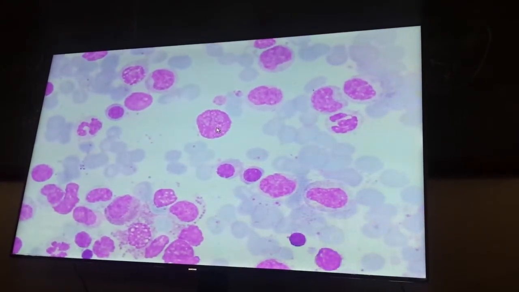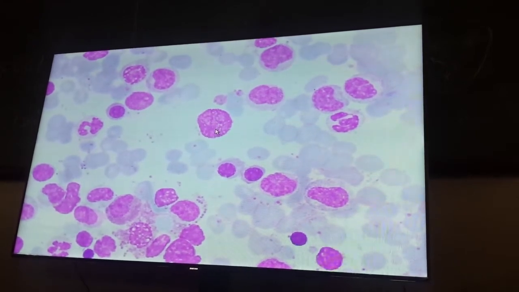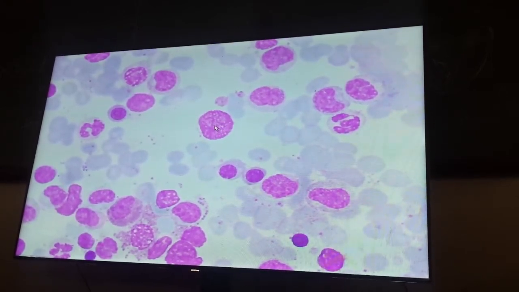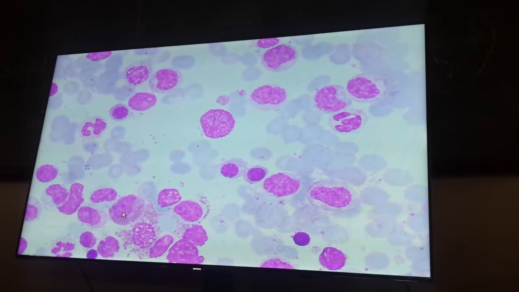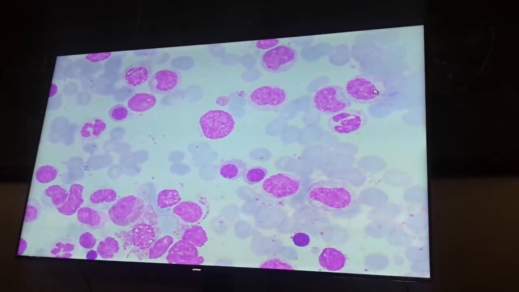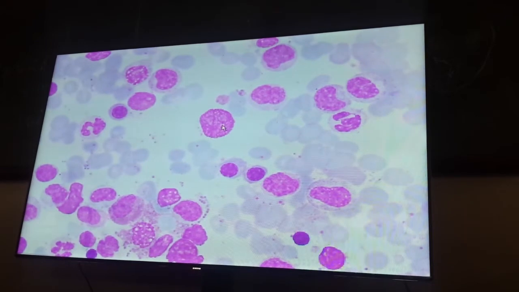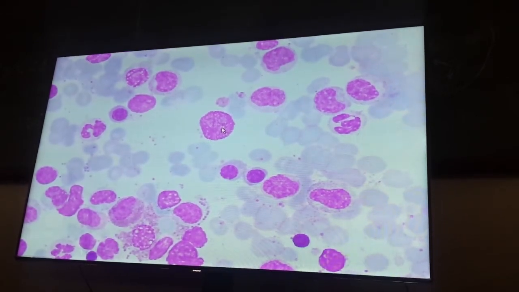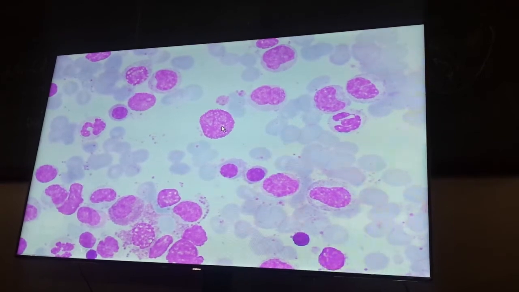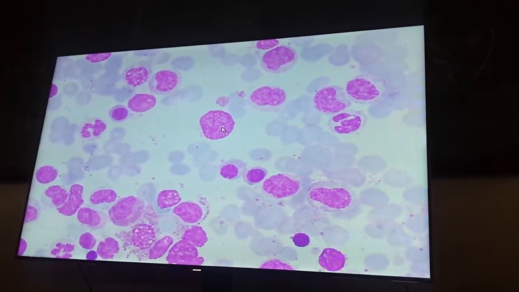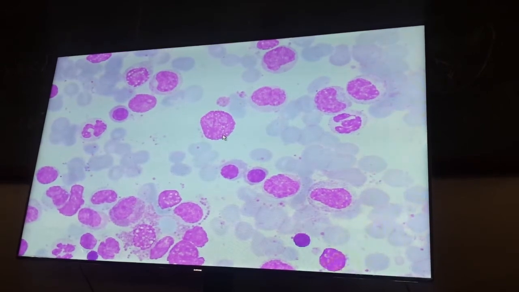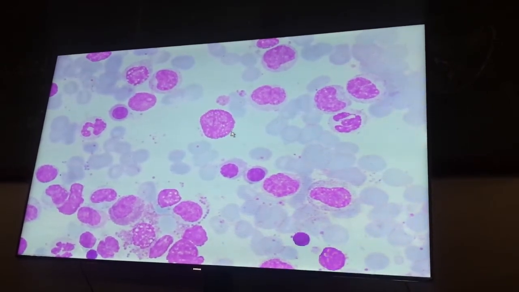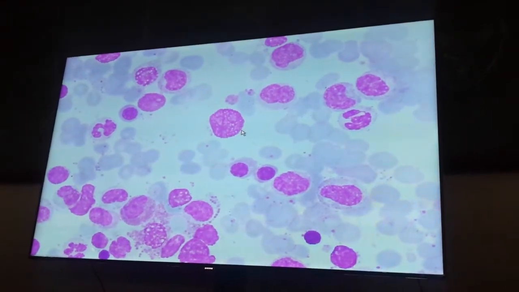So that you can better appreciate the appearance of that cell, compare it with that cell pointed, or even this cell pointed, and these cells also. What can you say about the size of its nucleus in comparison with the rest of the cells present in that field? Large, much larger than the other cells present in that field. So that is one characteristic feature of a myeloblast. And then look at its cytoplasm, almost not appreciated, very scant.